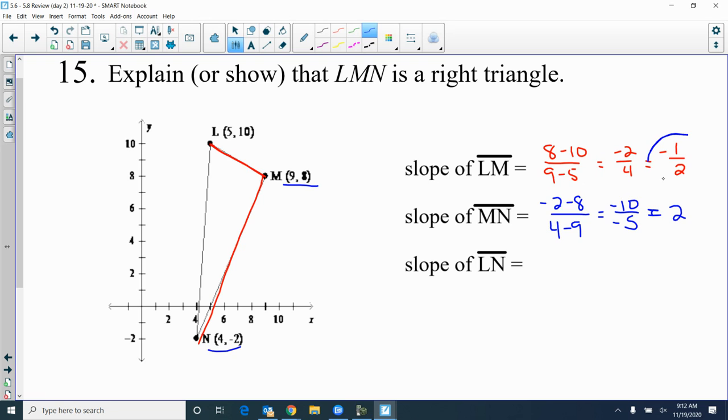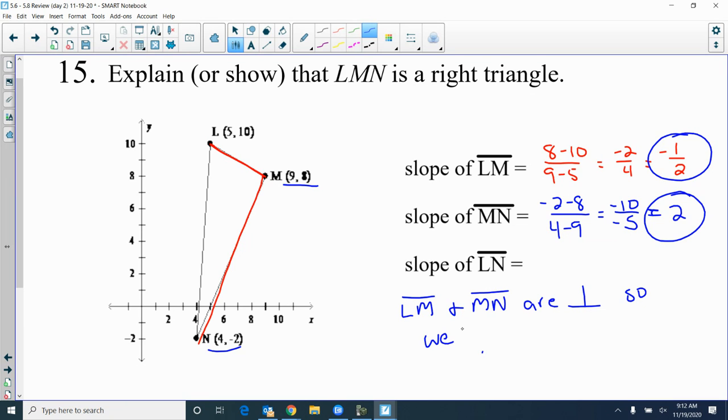All right, now, is that enough to say I have a right angle? Okay, are those lines perpendicular? Yeah, because they have what's called negative opposite reciprocal slopes. So LM and MN are perpendicular. Remember that symbol, it's an upside down T. So we have a right triangle.